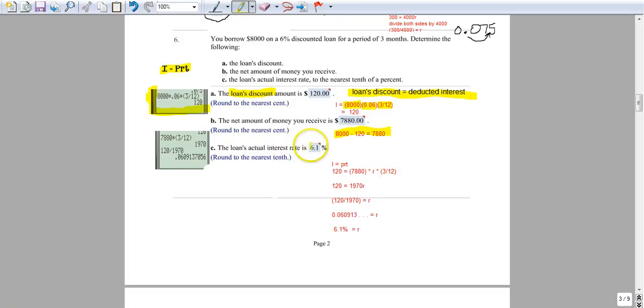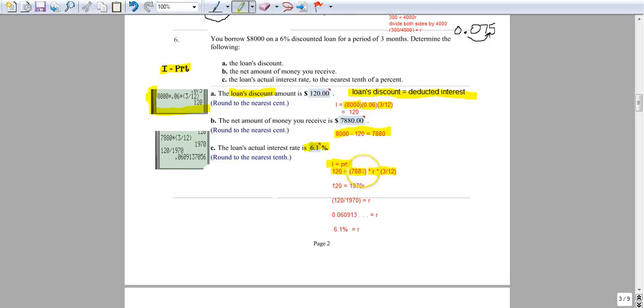The loan's actual interest rate. Okay, what is the loan's actual interest rate? We're going to use I equals PRT to determine that. So 120 is the interest, 7,880 is your actual principal, R is what we're trying to figure out, the rate, and 3 out of 12 is the time, 3 months out of 12 months.